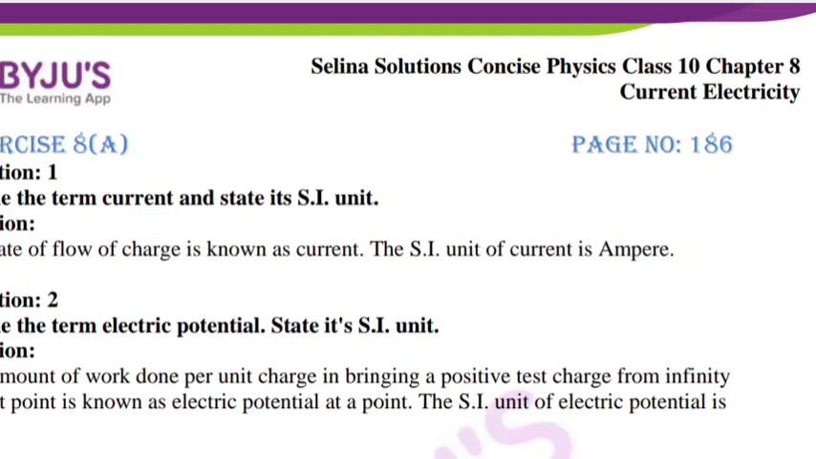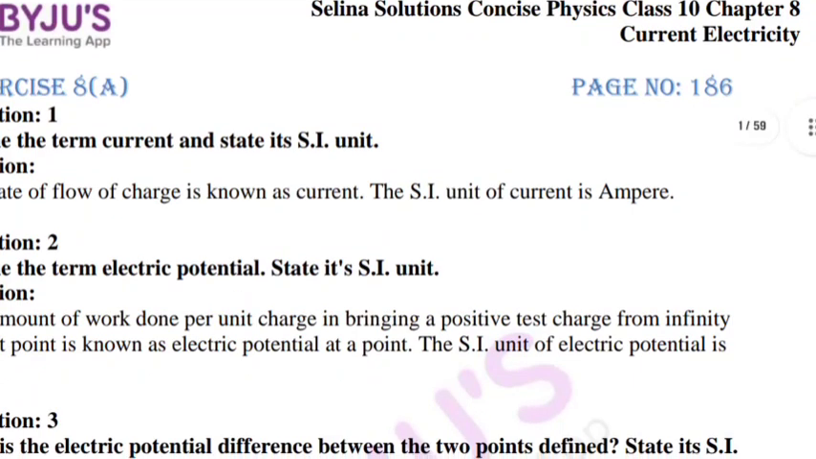Here is exercise 8.8 of Selina ICSE Class 10th, from the chapter Current Electricity, on page number 186. The first question is: what is the definition of current and the SI unit of current? The rate of flow of charge is known as current. The SI unit of current is ampere.